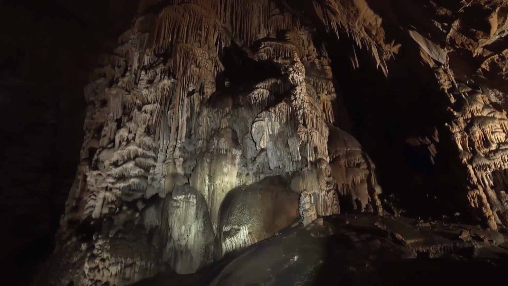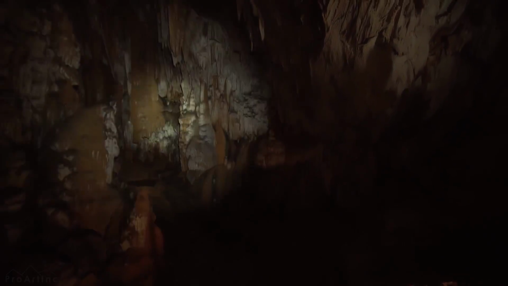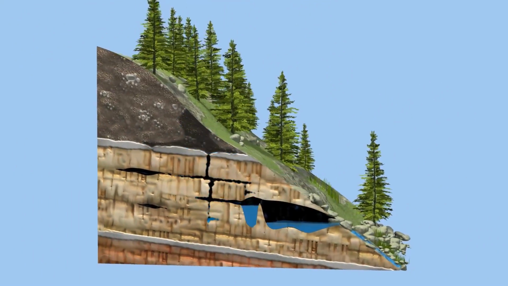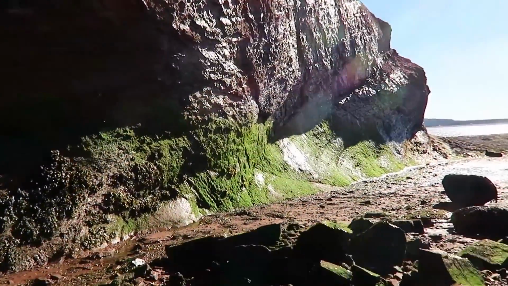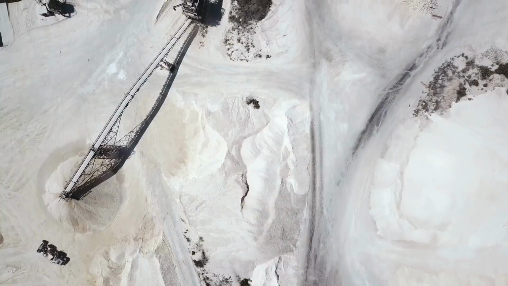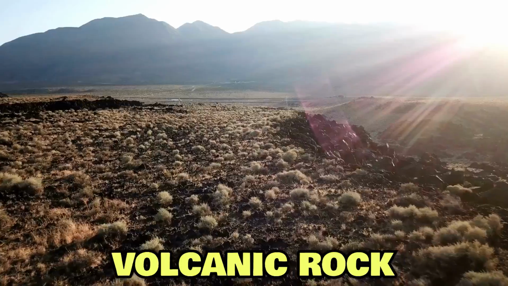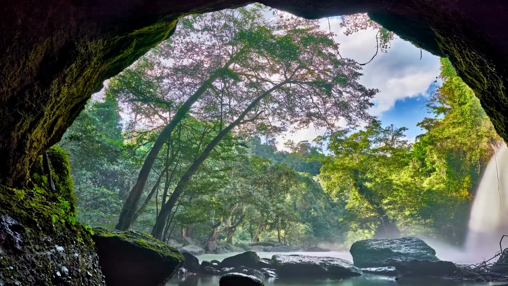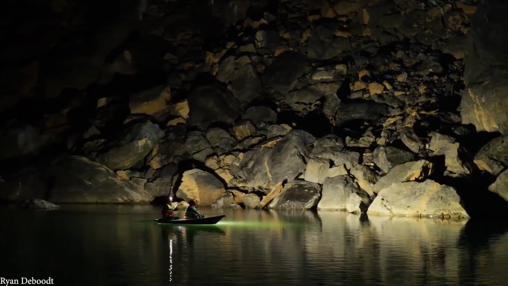A cave is an underground natural chamber or series of chambers that is typically formed by the erosion or dissolution of rock over a long period of time. Caves can be found in many different types of rock, including limestone, sandstone, granite, and volcanic rock. Some caves are small and narrow, while others are vast and spacious, with underground lakes and rivers.